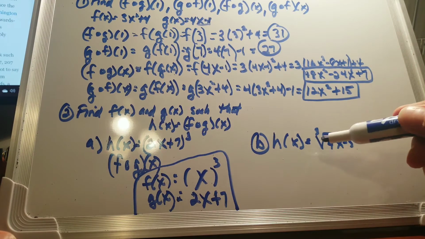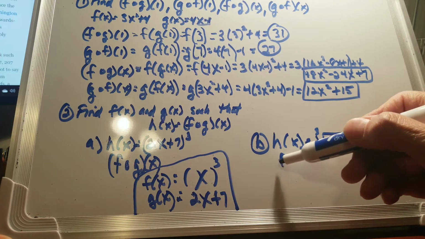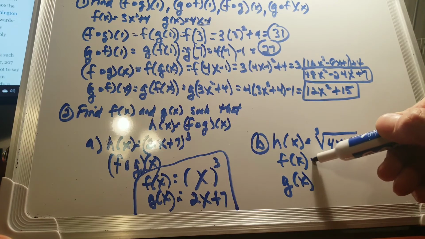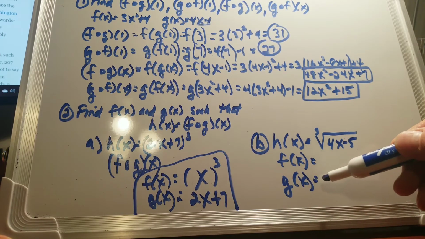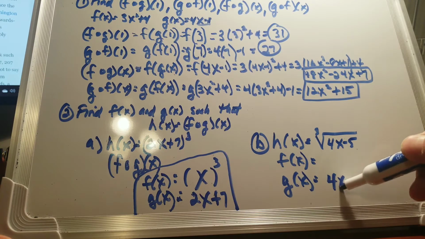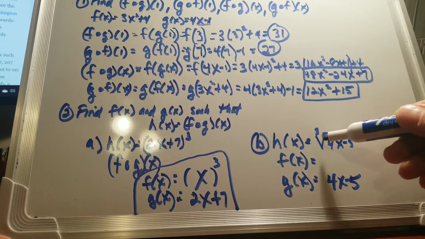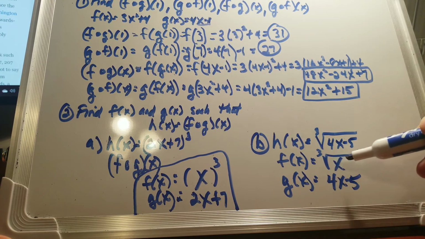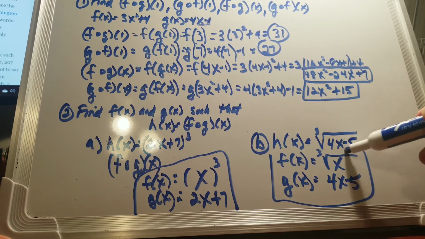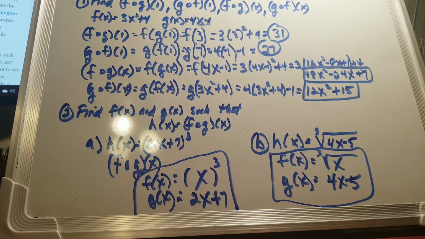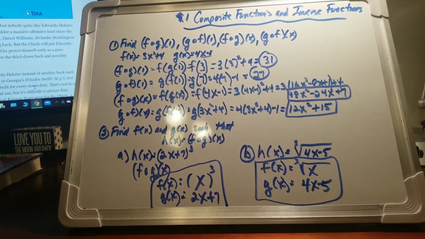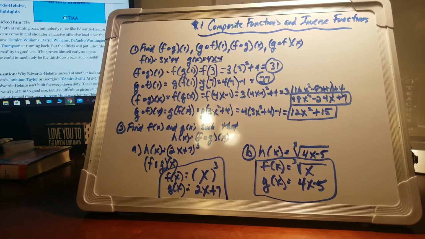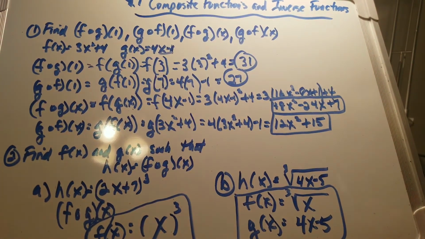Do the same thing over here. F of x, g of x. The g gets the inside, 4x minus 5, and the root, and always put an x inside. There you go. Let me pull it back so you can see the whole thing, and you can make a picture if you want. Okay, I'm going to turn this board around.